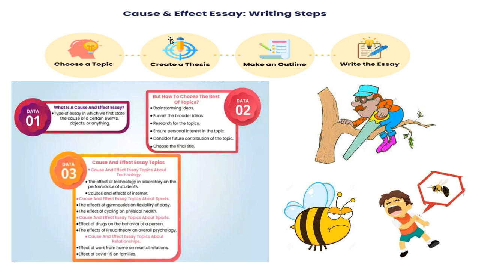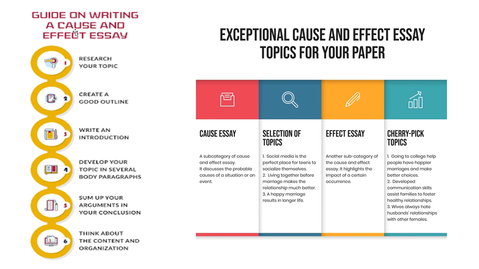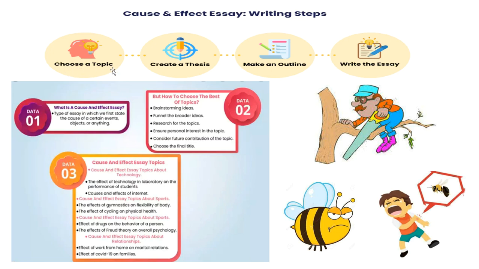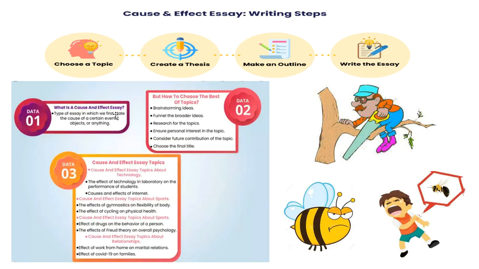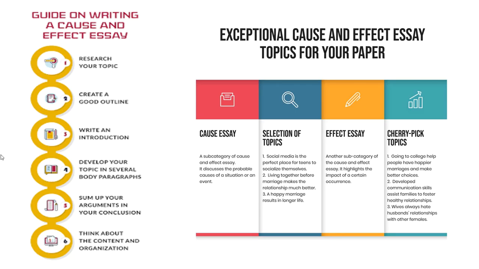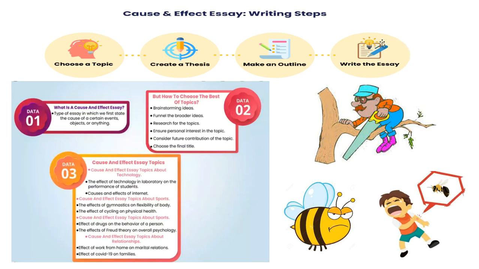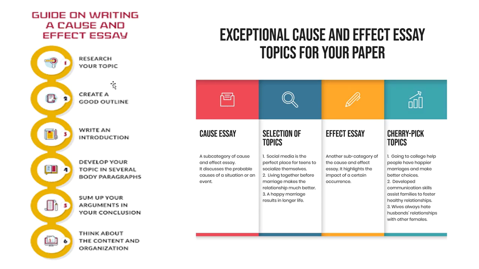Next, before going to write the paper, you must know the guide on writing a cause and effect essay. First, research your topic, that means choose your topic. Next, create a thesis, that means create a good outline, draft a sample, or write an introduction. Next, make an outline, that means create an outline. Finally, write an essay based on these factors.